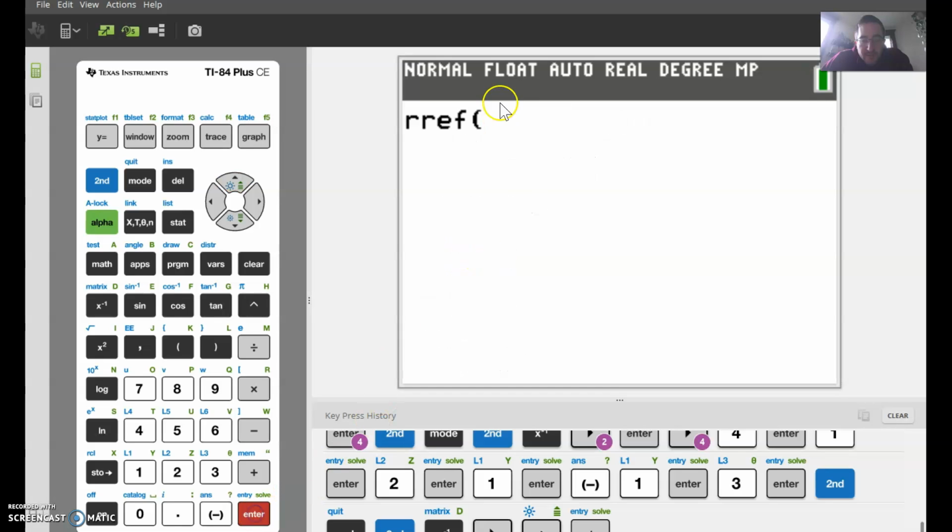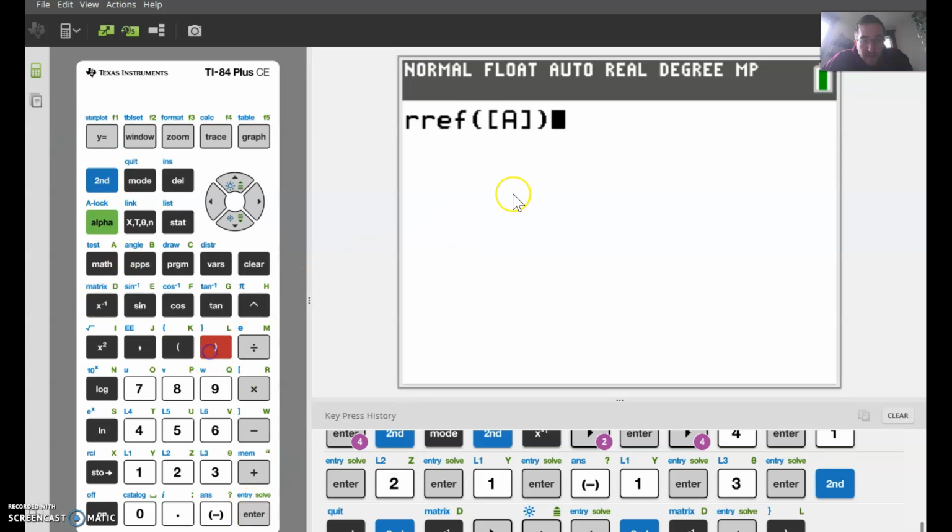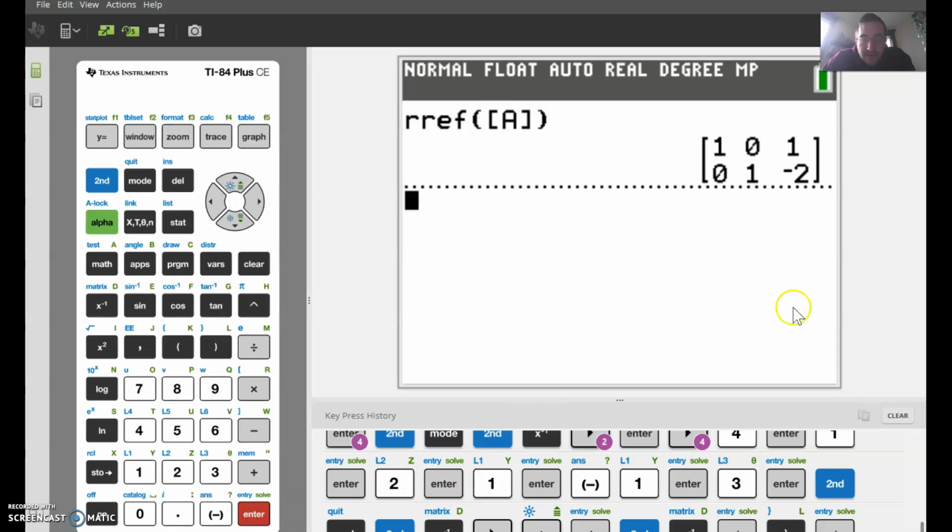So we're going to push enter, and we want it to row reduce matrix A, which is the one that we just made. So I go back in, second matrix, and I click enter on matrix A and close the parentheses. So we are going to run a row reduction on matrix A, and I push enter, and our answers are always going to be right over here on the right side. X equals 1, y equals -2. Bang, it just solved that matrix for us.